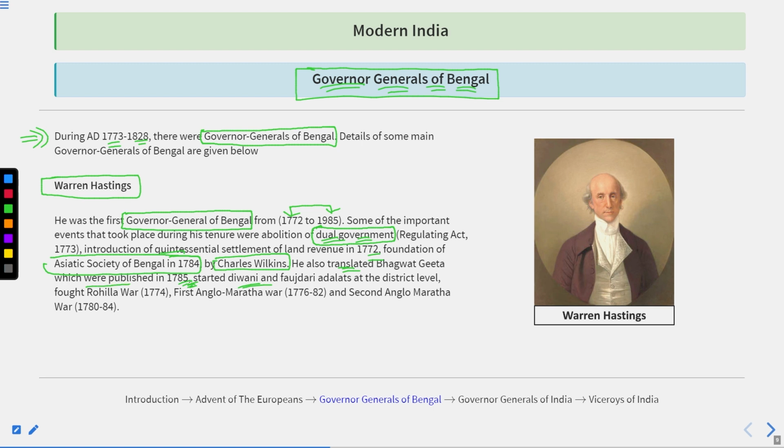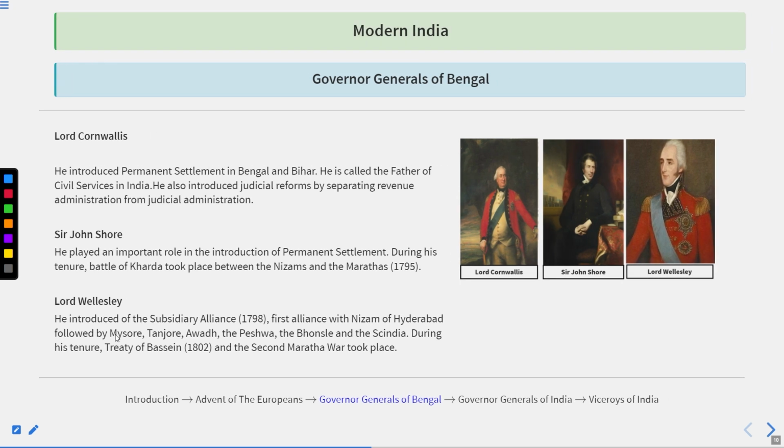He fought the Rohilla War 1774, the First Anglo-Maratha War 1776 to 82, and the Second Anglo-Maratha War 1780 to 1804. After him, there is Lord Cornwallis.